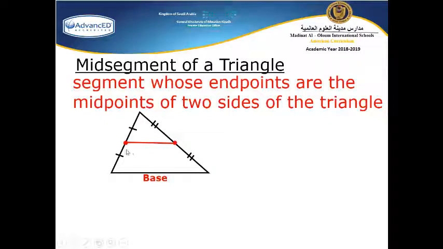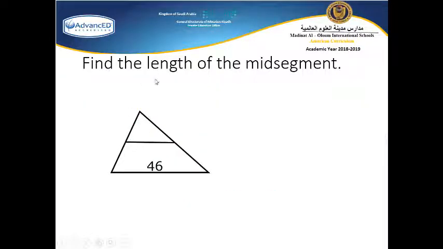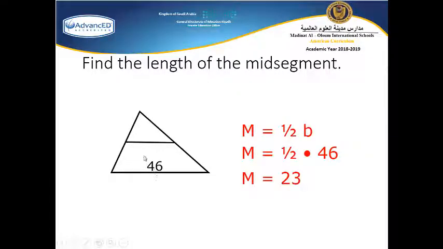What is the relation between the mid segment and the base? We have a theorem that says the mid segment equals half the base and is parallel to this base. Then this is our mid segment and this is our base. Then the mid segment equals half the base. Here, find the length of the mid segment. If you know that the length of the base is 46, then the mid segment is half of 46, which equals 23. Then the mid segment length is 23.